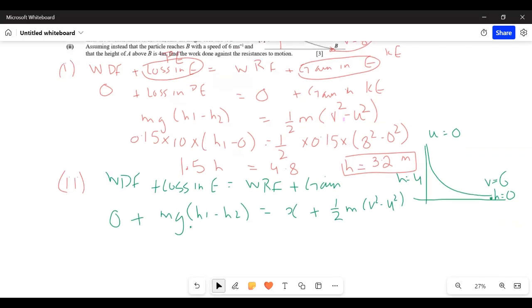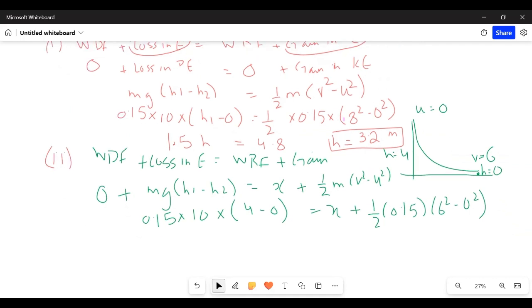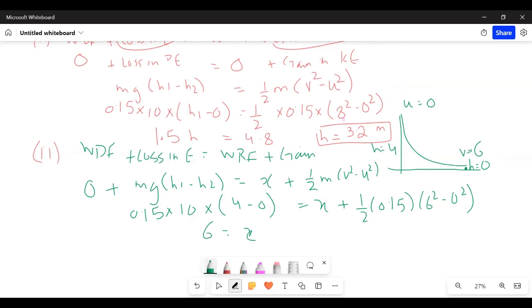So m is 0.15 into 10 into bigger height is 4, smaller height is 0, is equals to x plus half times 0.15 times 6 square minus 0 square. अब इसको सॉल्व करते हैं. लेफ्ट हैंड साइड becomes 0.15 into 10 into 4, which is 6, equals x plus 0.5 into 0.15 into 6 square, which is 2.7.